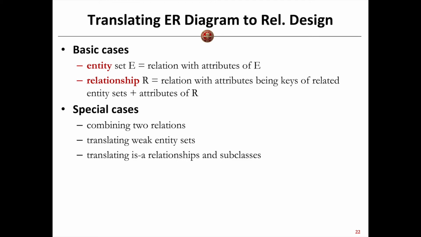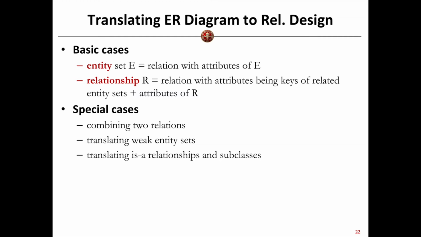For the translation, we need to translate everything, including the entities, the rectangles, the attributes, the relationships, as well as some special cases like weak entity sets, subclasses, and referential integrity constraints, etc. So everything we learned before will be translated into relations. As we can see on this page, we provide some basic information already. We will go over them one by one in the following pages as well. So let's go over the basic cases first.